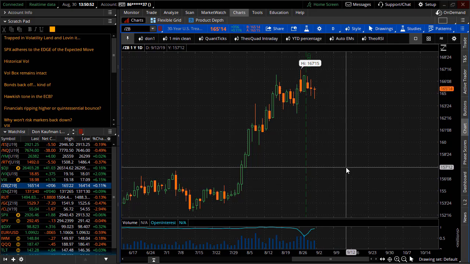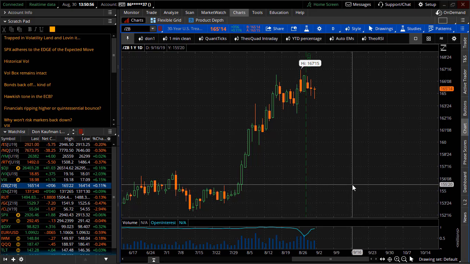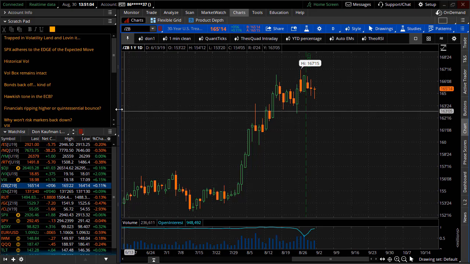Because as of right now, everybody, listen, the search for yield is on. And when our bonds are still paying like 2% net, that looks pretty good compared to negatively yielding bonds out there. So the bonds are backing off, kind of.